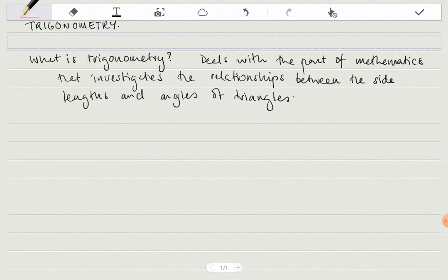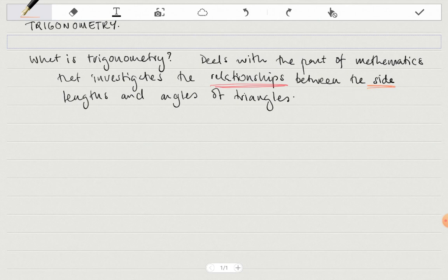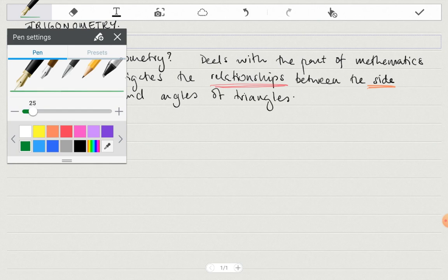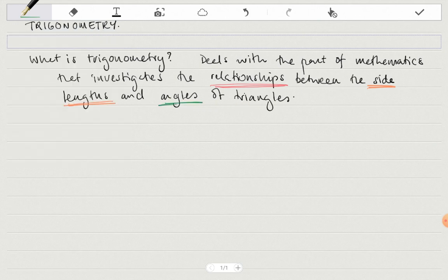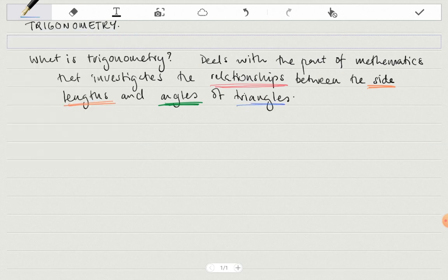So it deals with the part of mathematics that investigates the relationships. This is an important word, relationships between the side lengths. Let's put that in a different color. Side lengths we'll put in orange, and angles we'll put in green. And then the most important word that we have here is triangles.